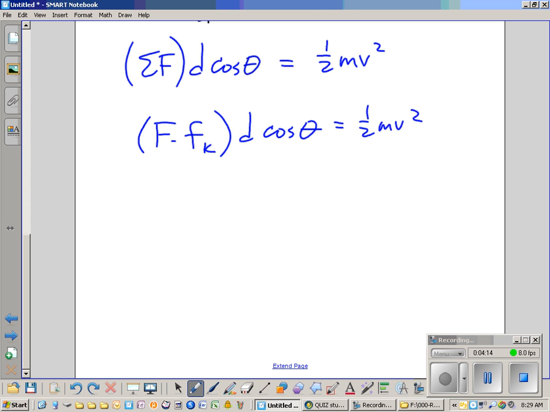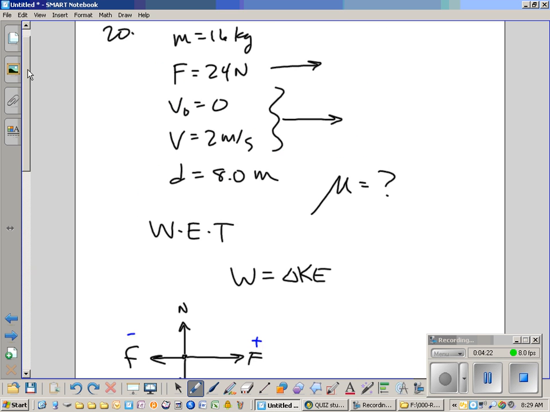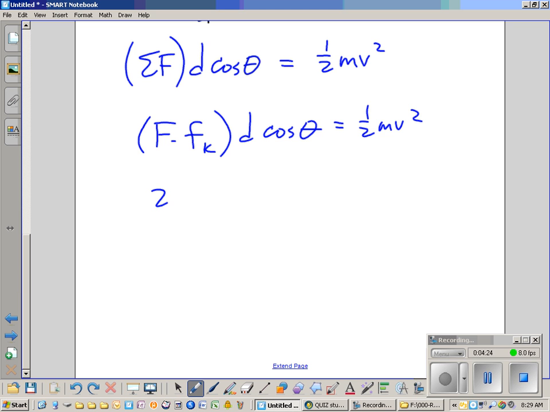Notice I haven't done the cosine yet because I don't know what direction our net force is going to be. All right, so we have a force, what was it, 24 newtons? So we have 24 newtons minus frictional force. We don't know what frictional force is yet. That's not what we're trying to find, is it?